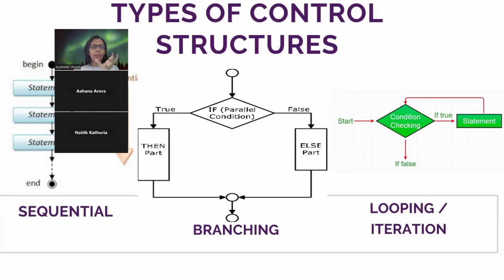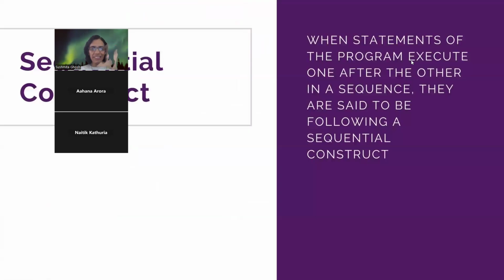Okay, so these are the basic flows of your program. Either it is loop, or it is selection, or it is sequential. Okay. Now let's learn what these are. We've just now discussed it. When statements of a program execute one after the other in a sequence, they are said to follow a sequential construct.